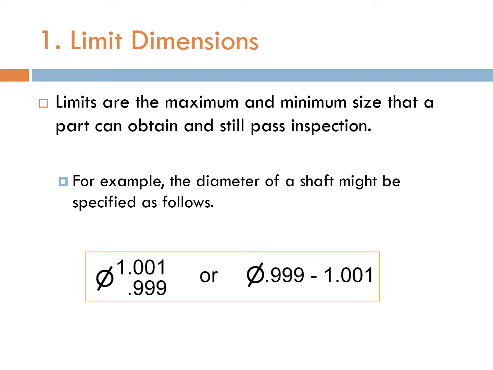Let's look at the limit dimension. Limits are the maximum and minimum size of a part. Usually you represent that by putting these two values in parallel, one on the top and one at the bottom. You can also write it in sequence with a dash. So that's two different ways that you can represent it.